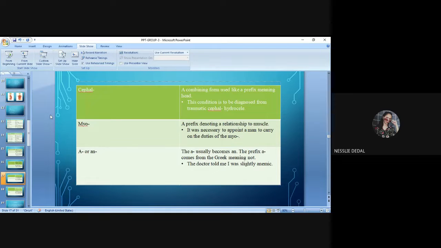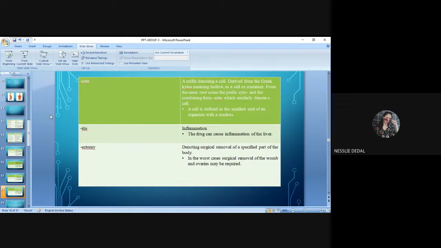Myo, it denotes a muscle. Example sentence, it was necessary to appoint a man to carry on the duties of the myo. A or an. The a usually becomes an, meaning not. Example sentence, the doctor told me I was slightly anemic. Cyte, it denotes a cell. Example sentence, a cell is defined as the smallest unit of an organism with a nucleus.